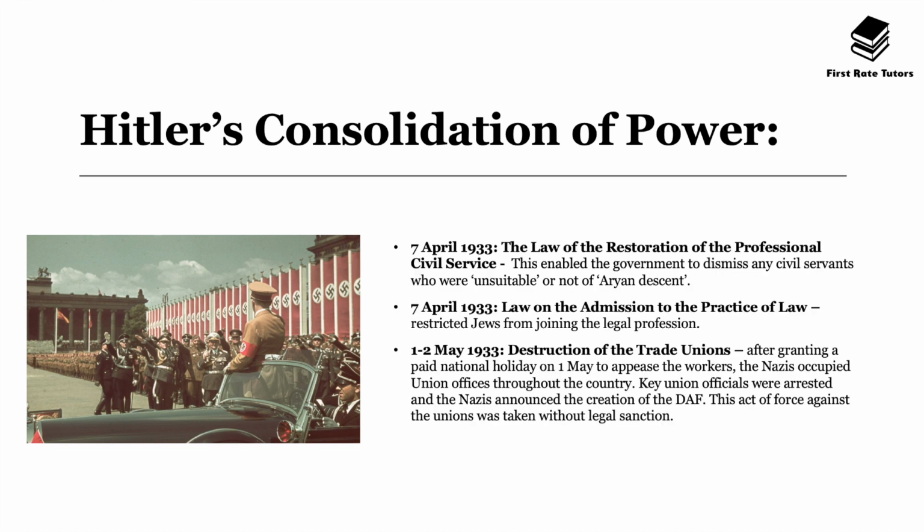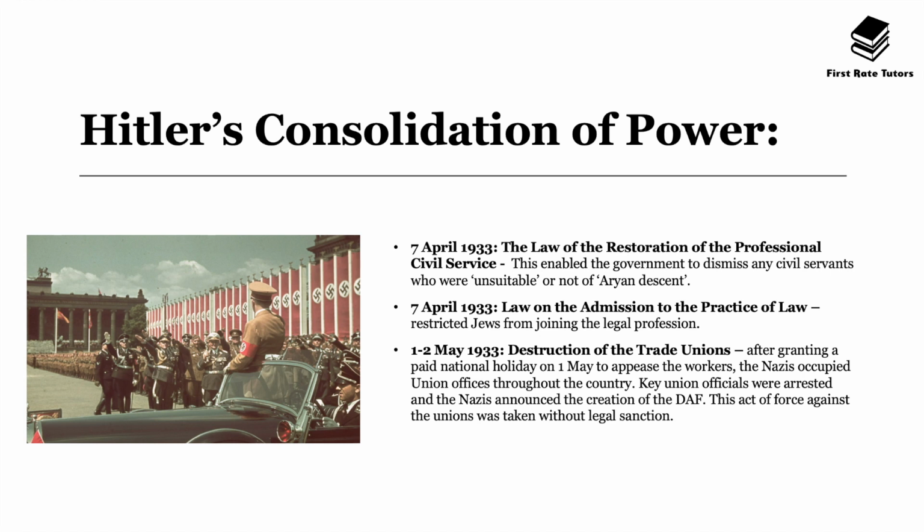On 7 April 1933, the law of the restoration of the professional civil service was passed, and this enabled the government to dismiss any civil servants who were deemed, to quote, unsuitable or, to quote, not of Aryan descent. Do bear in mind that Aryan means people who are blonde-haired and blue-eyed. This was seen as a really superior race in Hitler's eyes, and he wanted to promote this race. And of course, he also wanted to demote other races that didn't fit into this.